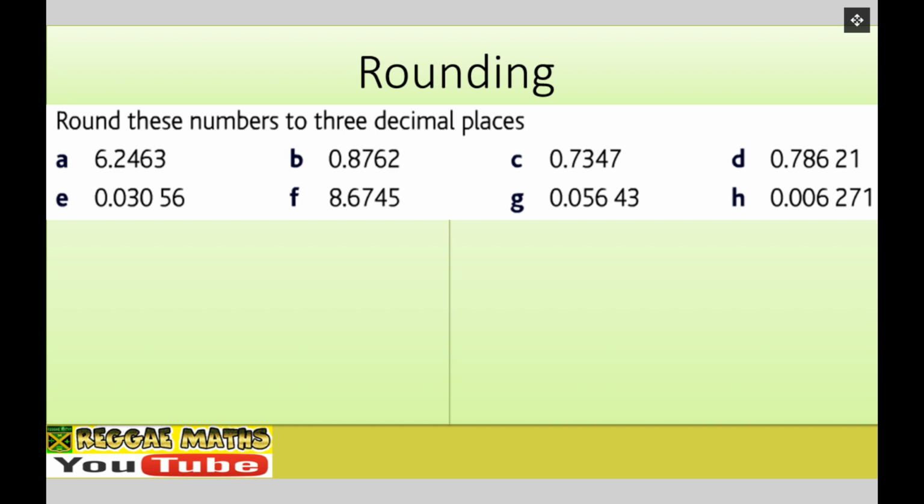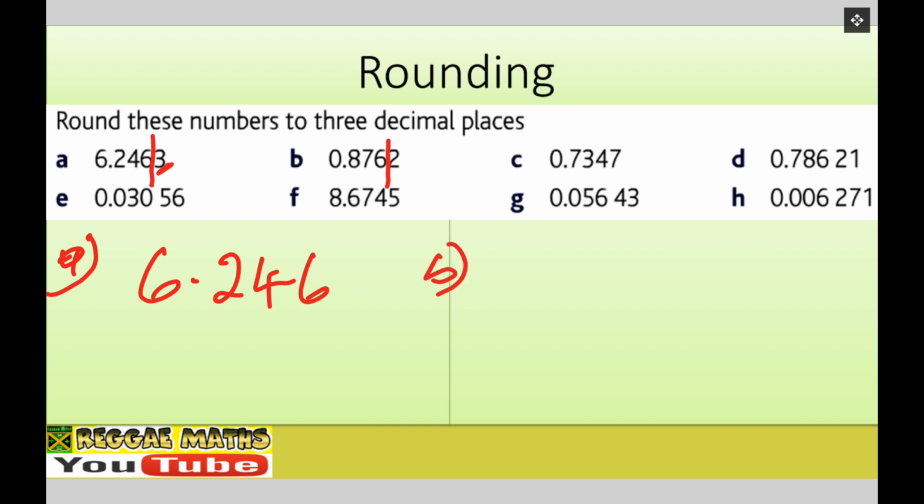3 decimal places. So we look at A, right? Where does the line go? The line goes between 6 and 3. So the 3 is the fourth decimal place, which makes the decision for the third. That's below 5. So the answer is 6.246. B. Again, it goes between 6 and 2. So we need 3 decimal places. So B, it's 0.876.